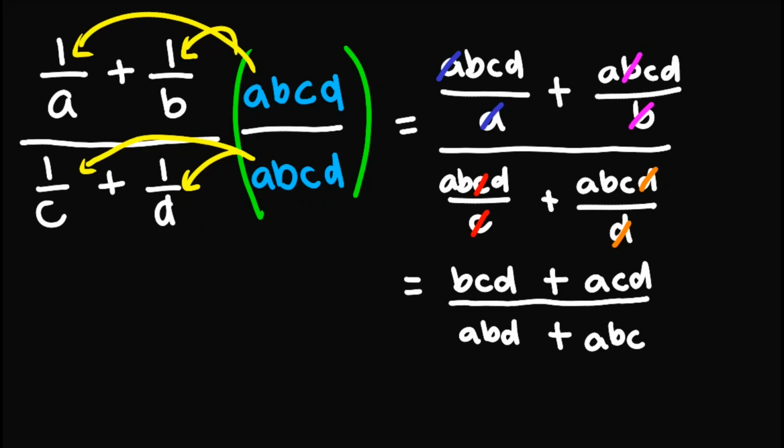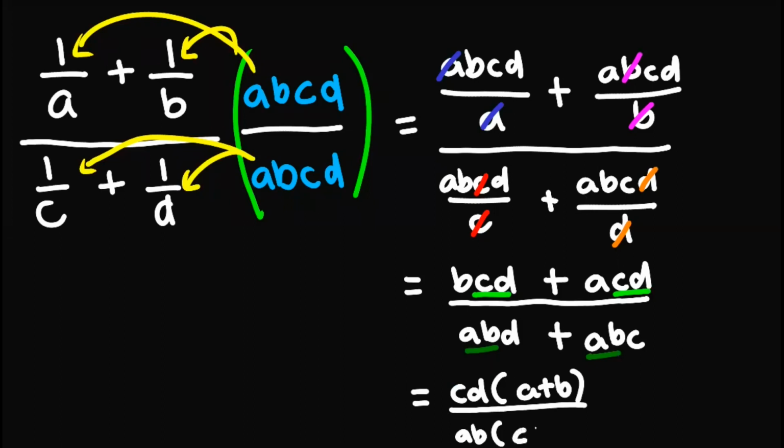But if you want, you can simplify the common factors out here. In the numerator, we have a common factor of cd. And in the denominator, we have a common factor of ab. So to write it much better, we can write this as cd times b plus a or a plus b all over ab times d plus c or c plus d. And that is the answer for this one.